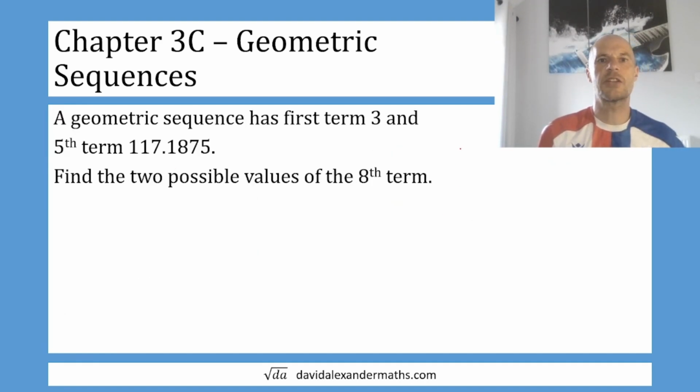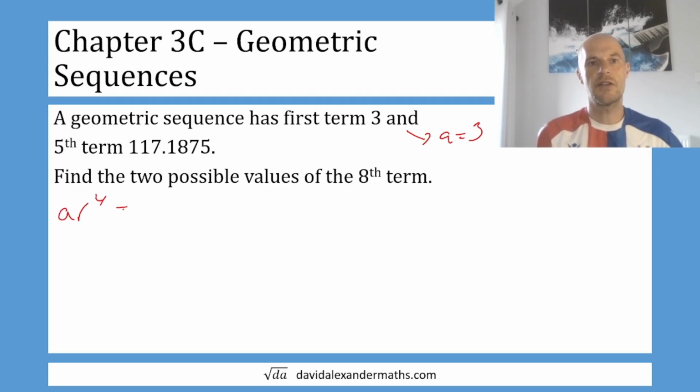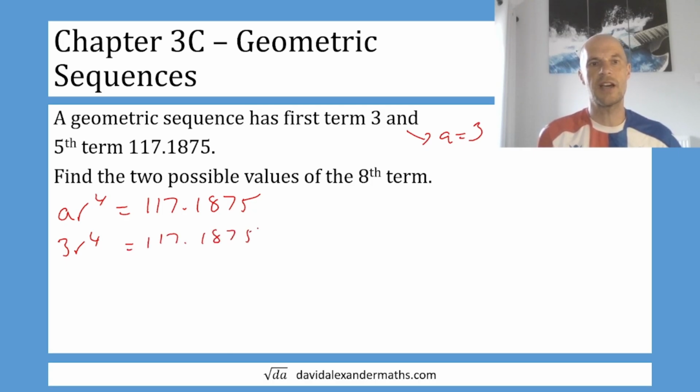Okay, a geometric sequence has first term 3, so we know straight away that a is 3. Fifth term, so the fifth term, that is ar to the 4. So ar to the 4 must equal 117.1875. And we know that a is 3, so 3r to the 4 is 117.1875. So therefore r to the power of 4 is 117.1875 divided by 3.